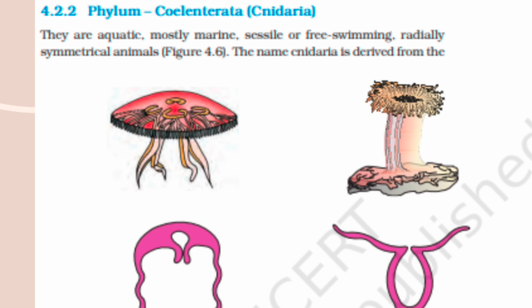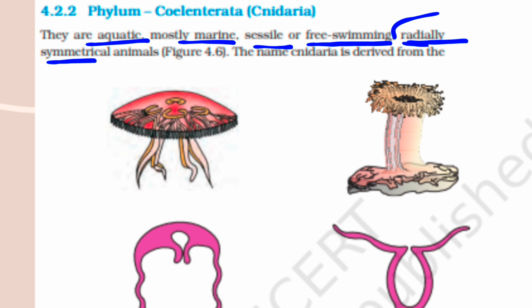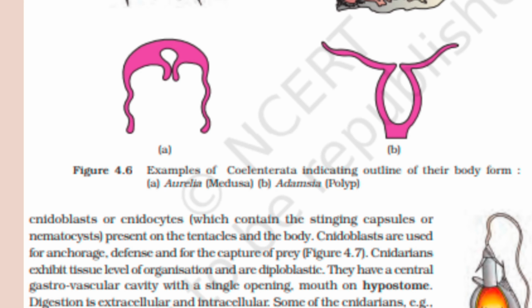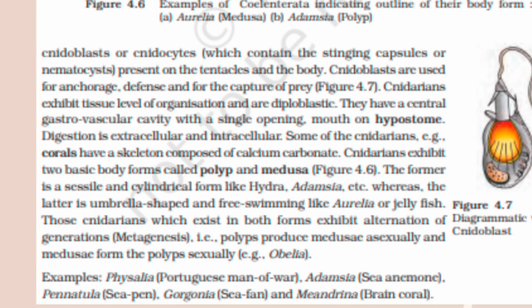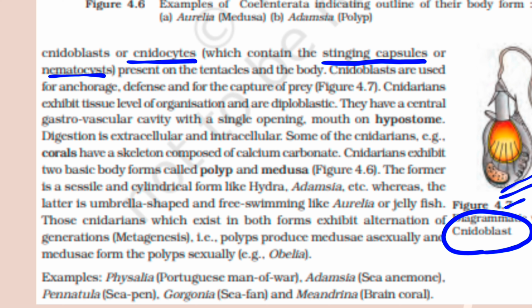Second phylum is Coelenterata, also called Cnidaria. They are aquatic, mostly marine, sessile, radially symmetrical. Remember the symmetry of the organism. The name Cnidaria is derived from cnidoblast or cnidocytes, which contain stinging capsule or nematocyst. This is a diagram of cnidoblast. They are used for anchorage, defense, and for capture of prey.